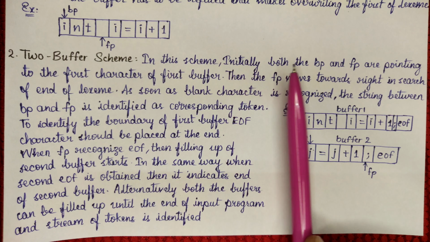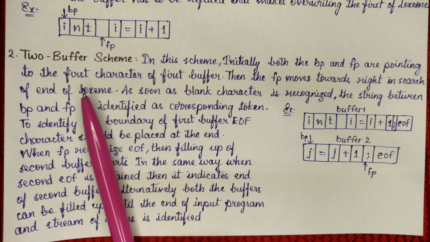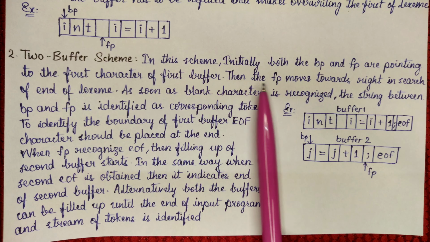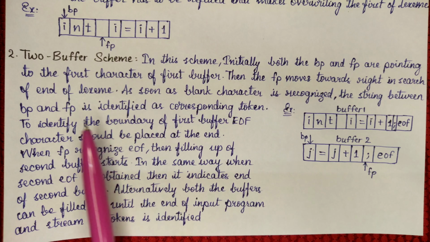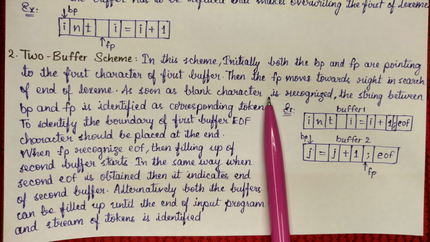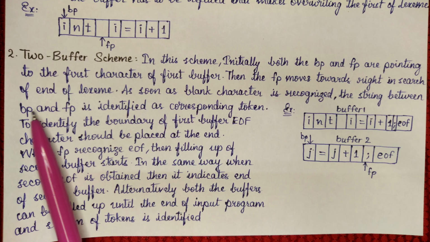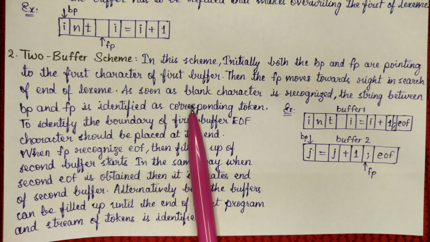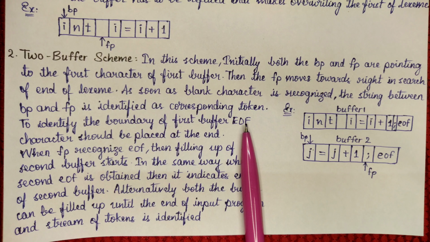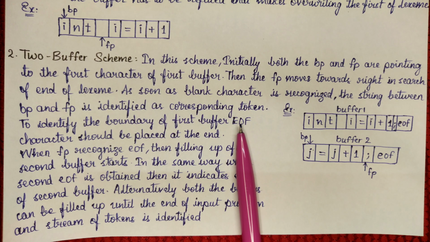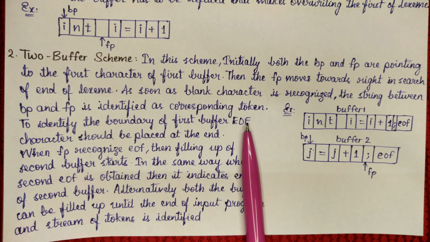Next is the two buffer scheme. In this scheme, initially both the beginning pointer and forward pointer are pointing towards the first character of the first buffer. Then the forward pointer moves towards the right in search of the end of the lexeme. As soon as the blank character is recognized, the string between the beginning pointer and forward pointer is identified as the corresponding token. So, this two buffer scheme is used to overcome the limitations of the one buffer scheme. In this method, two buffers of equal size are used to store the input string, and the first buffer and second buffer are scanned alternately. When the end of the buffer is reached, the other buffer is filled with the next block of input.